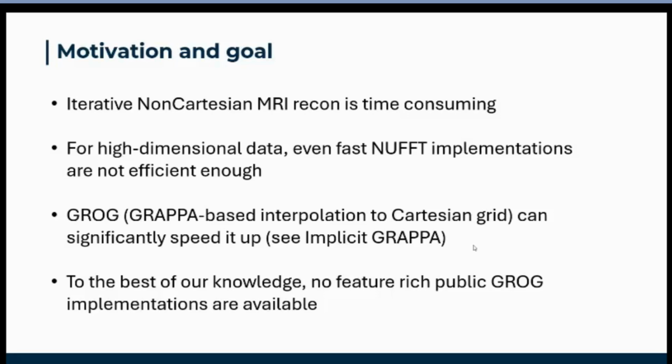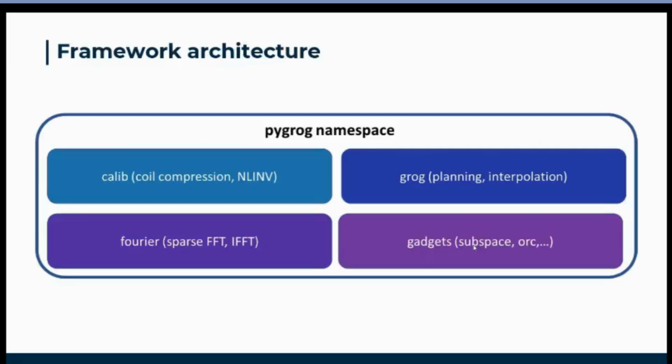GROG, which is a graph-based interpolation to a Cartesian grid, can overcome this issue by using a single non-iterative interpolation step to a Cartesian grid, to replace the non-uniform FFT with cheap uniform FFTs. Despite its advantages, to the best of our knowledge, no feature-rich GROG standalone packages for multidimensional data are currently available, so we wanted to fill this gap.